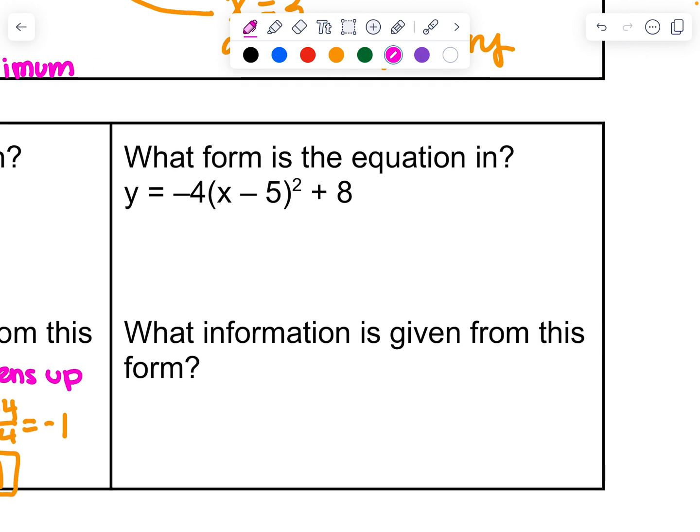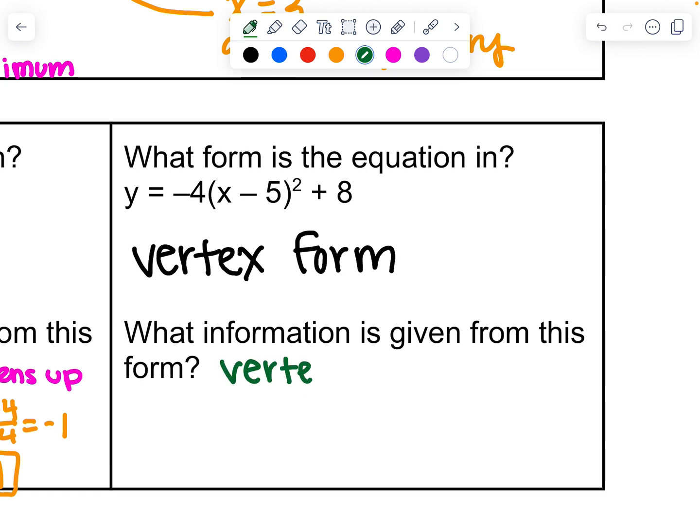Our last form would be that vertex form. You've probably already realized it, but vertex form is characterized by that binomial being squared. So we have that x minus 5 being squared, which tells us we're looking at vertex form. The first thing I would want to do is identify h and k, because this is going to tell me my vertex. I know h is the opposite of what it appears, so it is 5. K is the same, so it is 8. So my vertex is 5, 8.